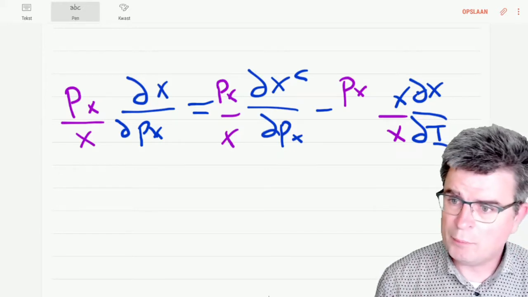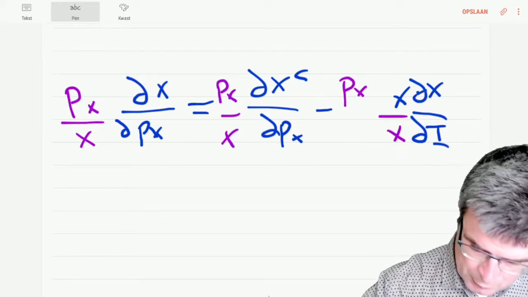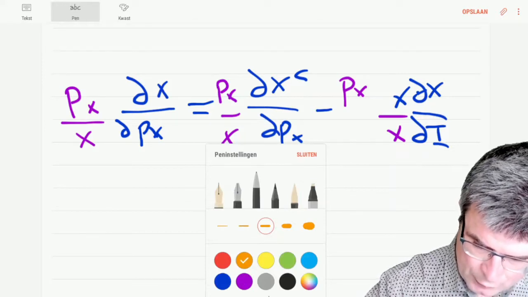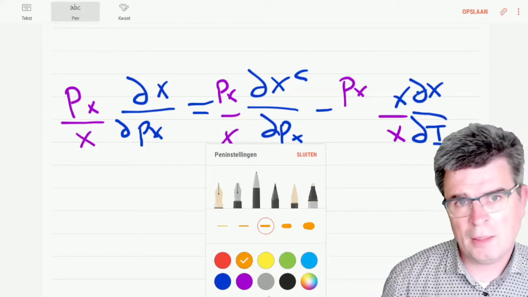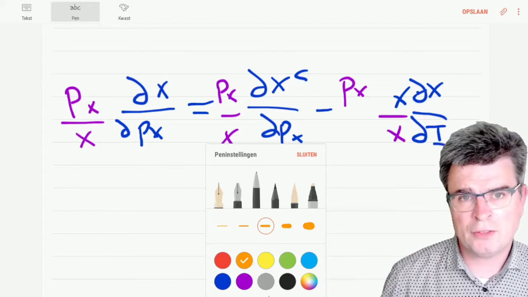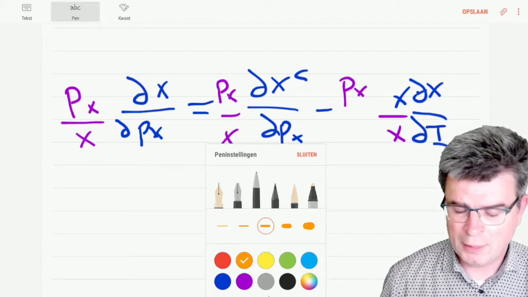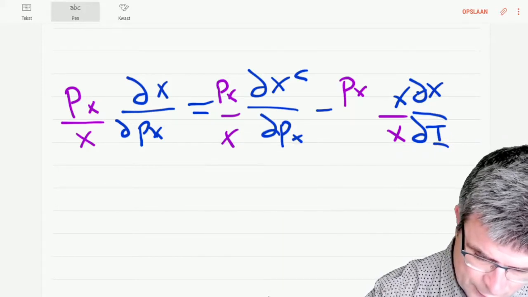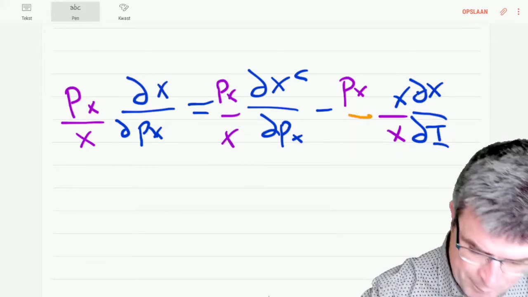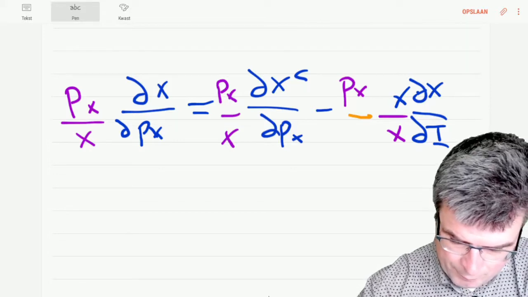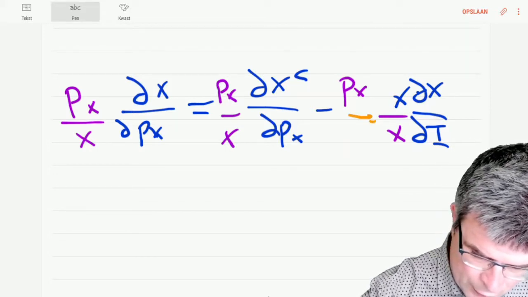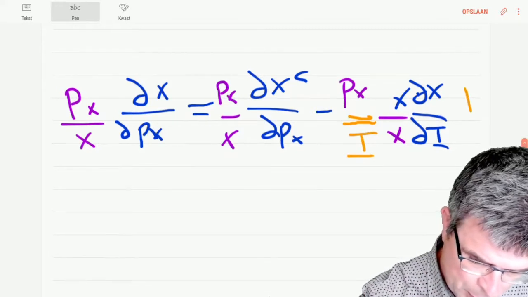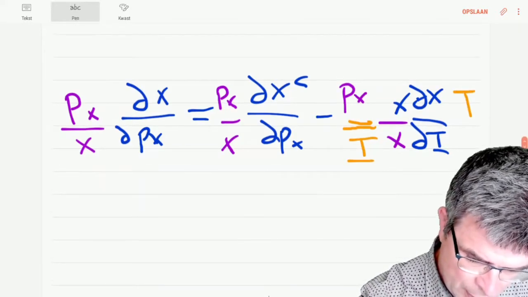Then in a second manipulation, the second term on the right hand side I will multiply and divide at the same time by capital I, by income. So this is also a manipulation that is okay. I divide by I and at the same time I multiply by I.